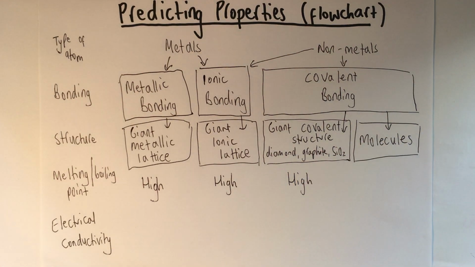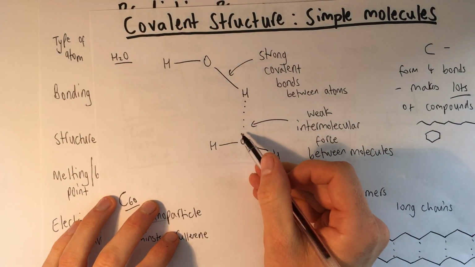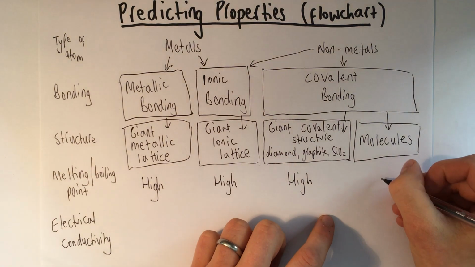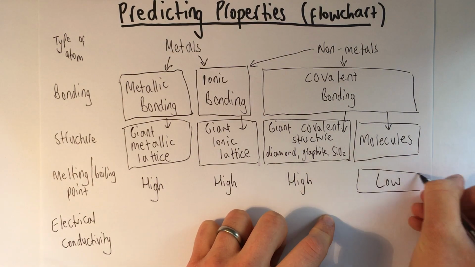And last one, simple molecules. They've got a weak intermolecular force. So that's easy to break. So these are the ones that have low melting points and boiling points. They're the odd ones out there.